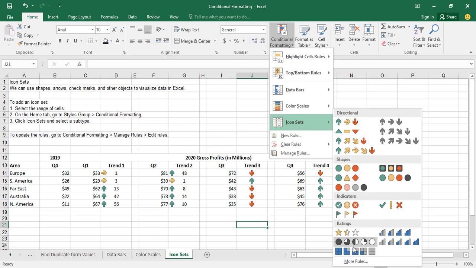So depending on what you want, these are for ratings, these are for indicators, for shapes, and then for directional. So we use the directionals for trends: upward, flat, downward. And if you just want to use shapes, if you want to indicate something, like a red flag, use this. And if you want to rate, if you want to give things a rating of 5, a rating of 3, you can use any of these.